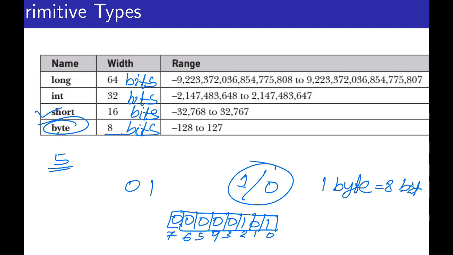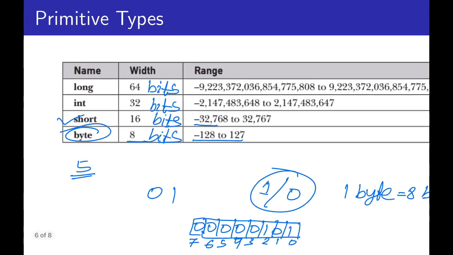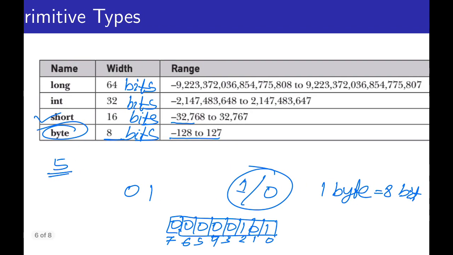Now the range of values depends on the size in bits. Byte can store integers from -128 to 127. Similarly, short can store integers from -32,768 to 32,767. Similarly, the range of int is like this and the range of long is like this.